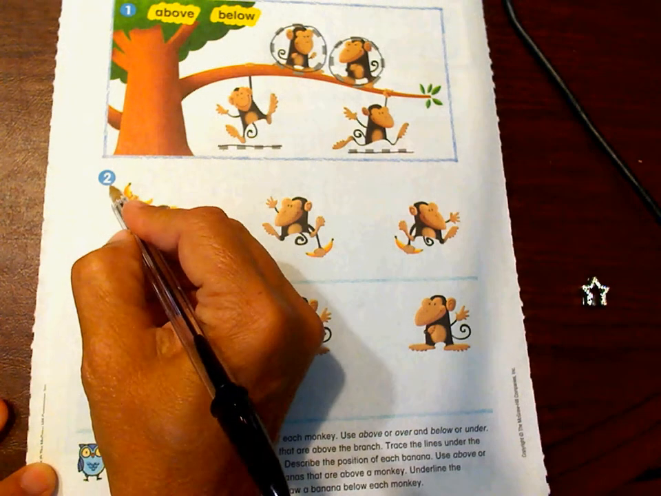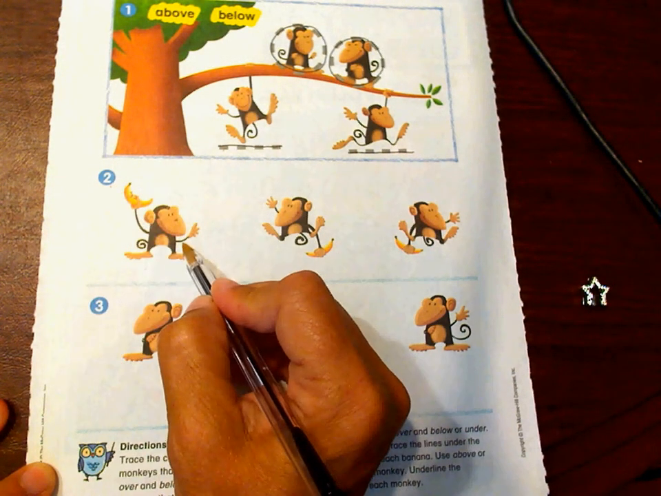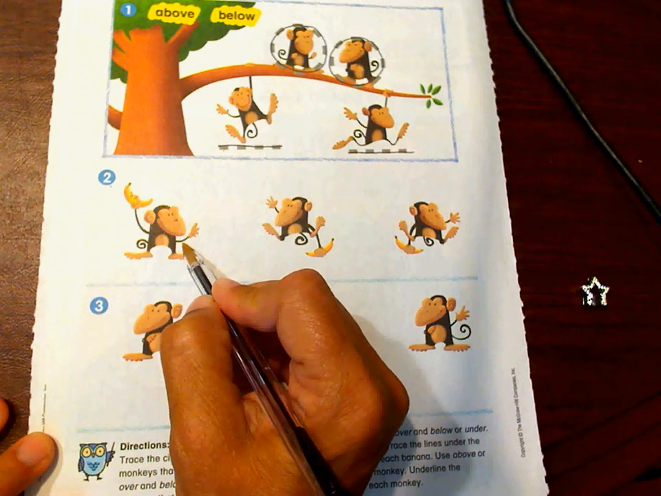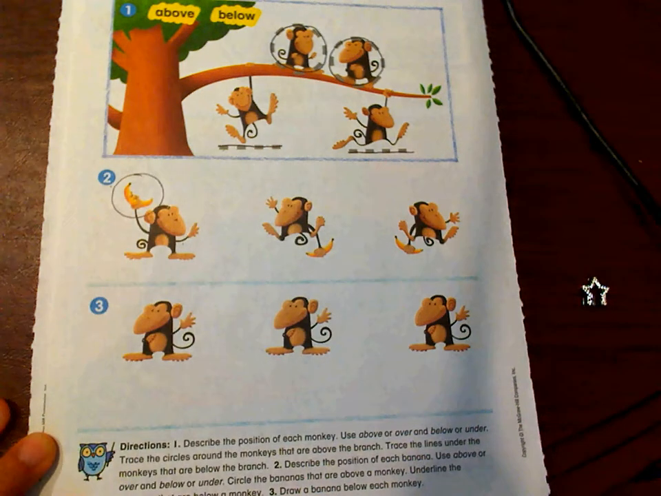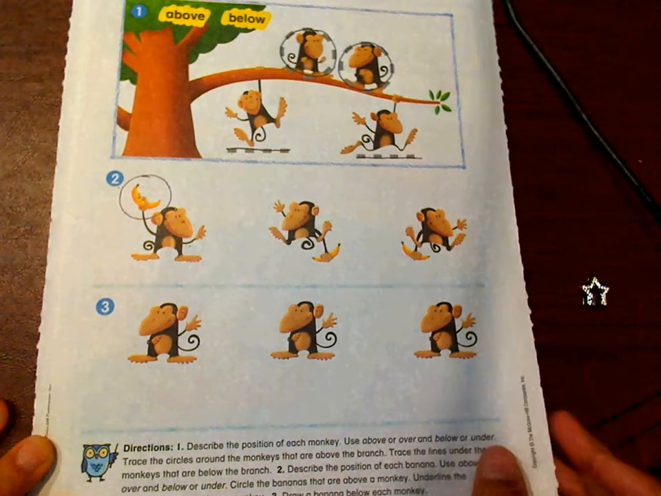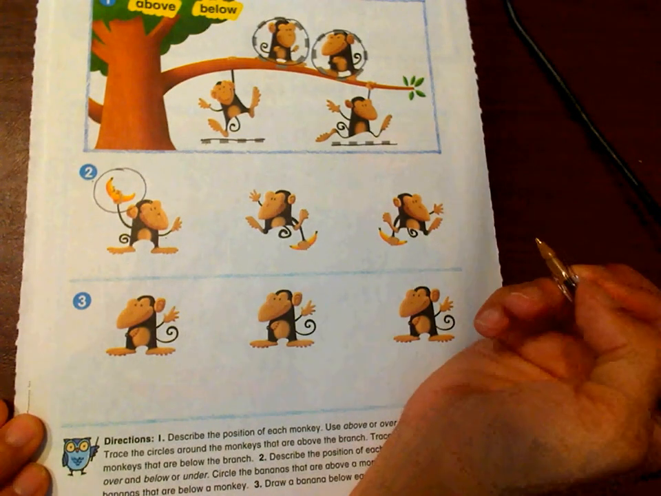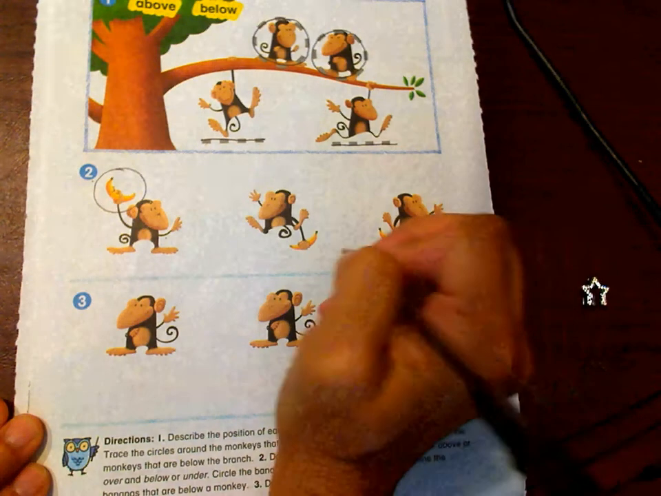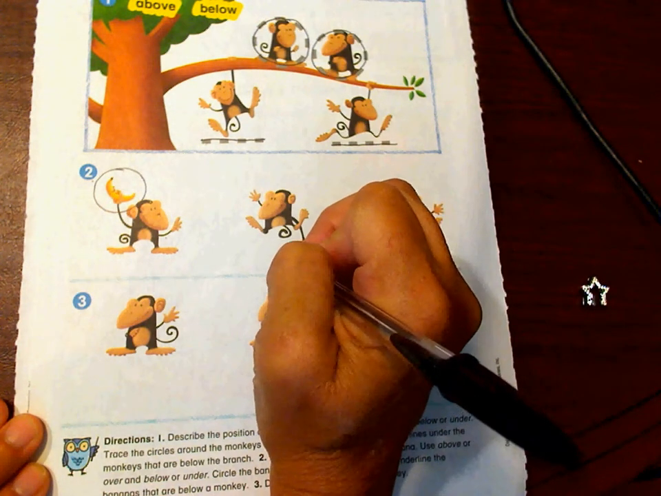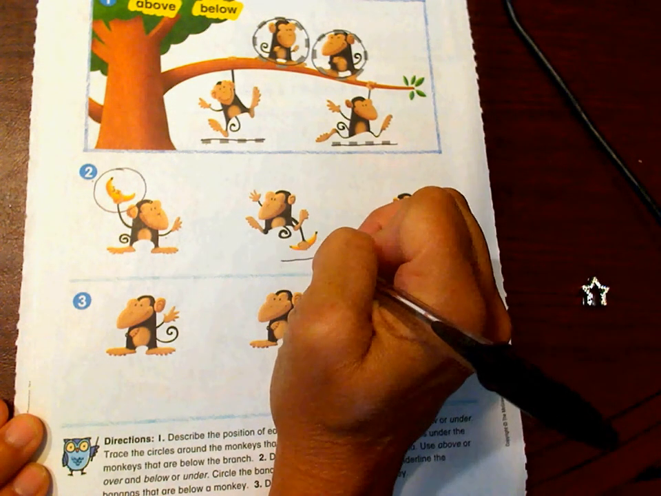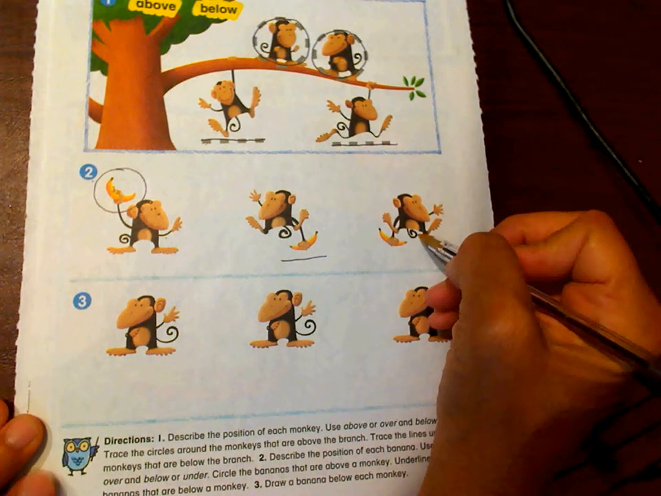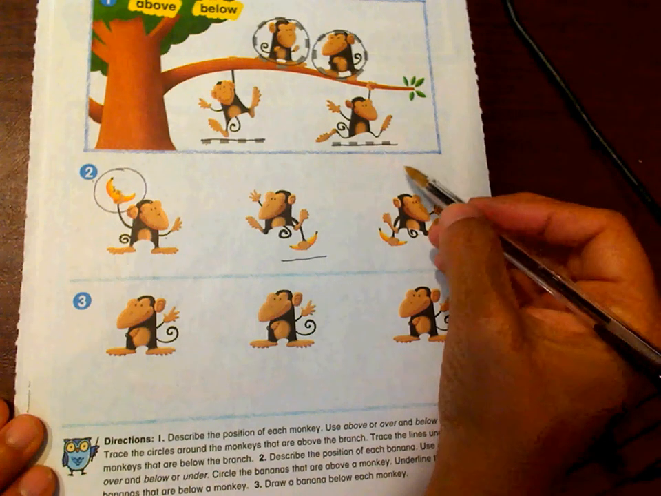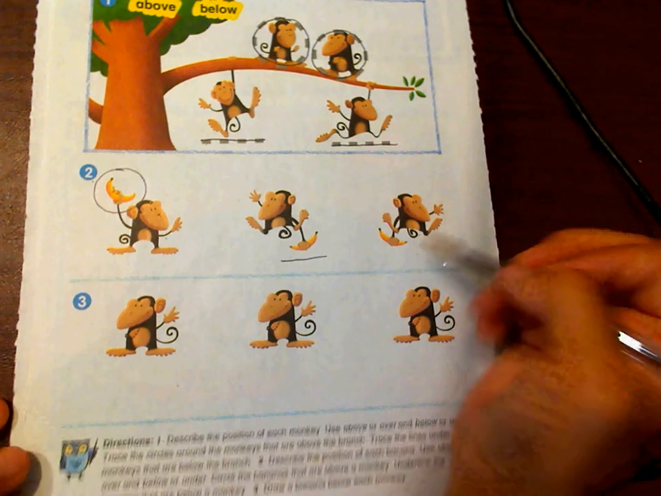If you look at number two, this first monkey, where is he holding the banana? That's right, he's holding it above, so you're going to circle that banana. Good job. Now let's look at this next monkey. Where is he holding that banana? It's below or under. That's right. So what are we going to do to this one? We're going to draw a line underneath it. That's called an underline mark. Now let's look at this last monkey in the row. You tell me, boys and girls, are we going to circle it because it's above, or are we going to underline it because it's below?